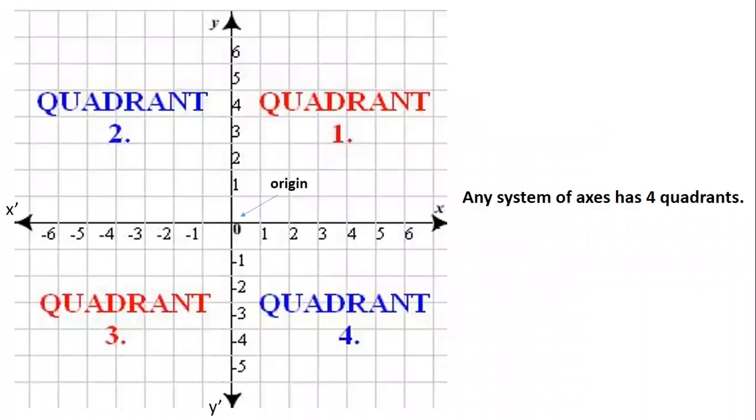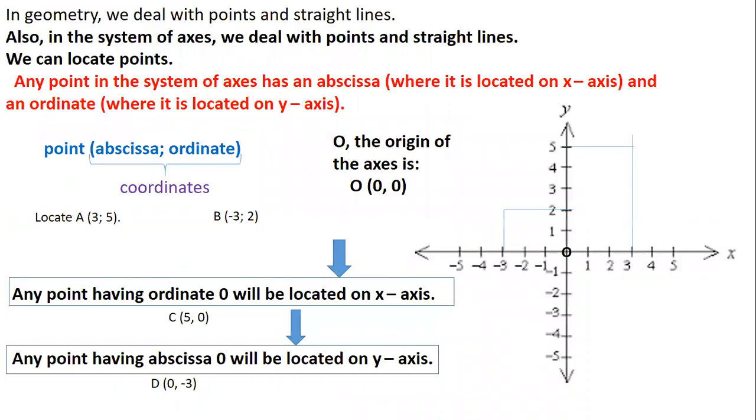Of course, we have talked about the system of coordinates, what we have in a system of coordinates. We have seen that any point in a coordinate system has an abscissa where it is located on the x-axis and an ordinate where it is located on the y-axis. Of course, every system of axes has an origin which is O.